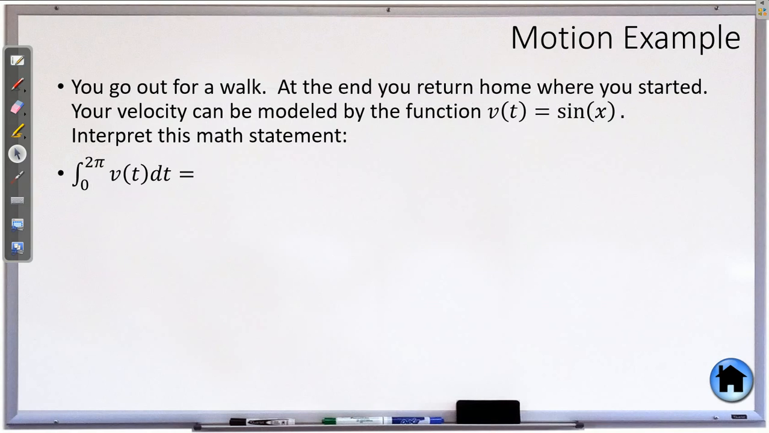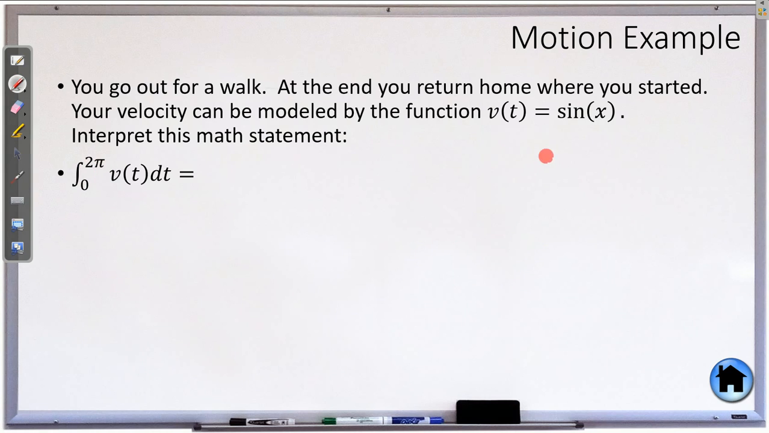This gets a little complicated because of the interpretation that you have to do. So you go out for a walk. At the end, you return home where you started. Your velocity can be modeled by this function. V is equal to sine of x. Interpret this math statement. What is the definite integral from 0 to 2 pi of your velocity?